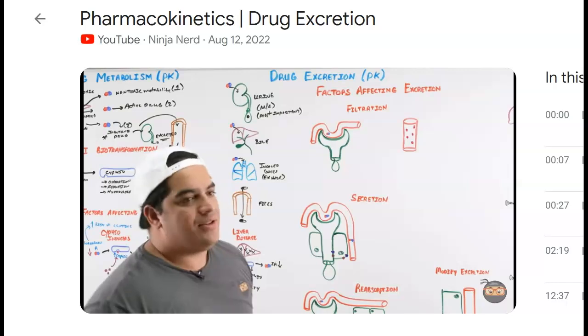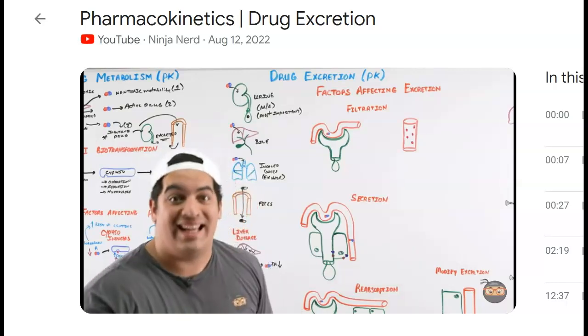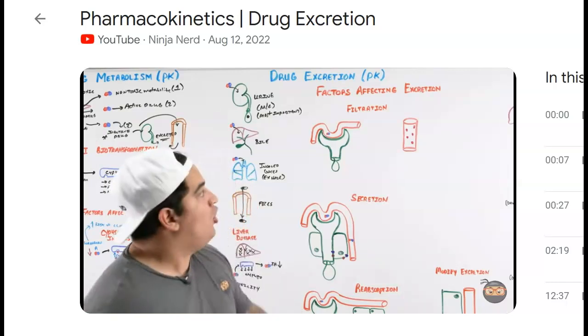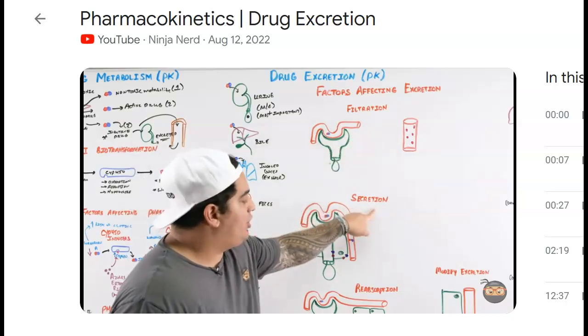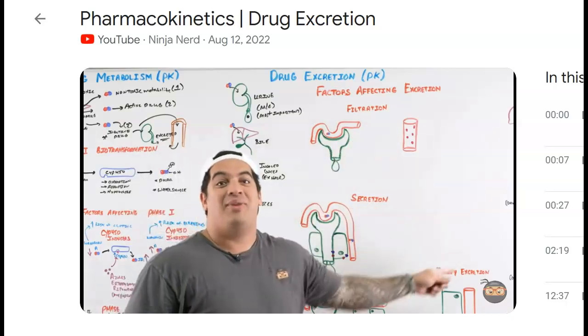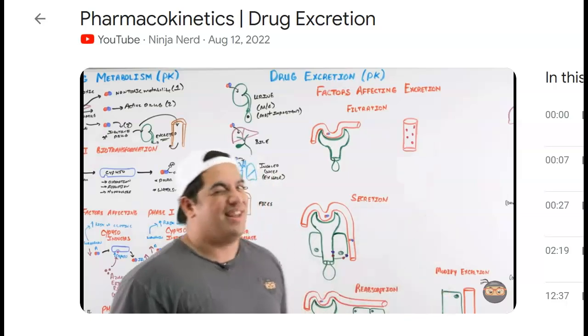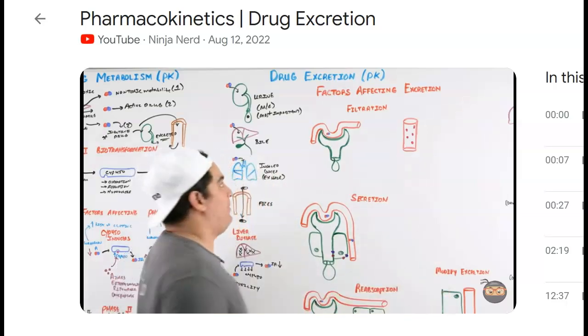So what are the different factors that are affecting excretion by the kidney, since the kidneys are the primary one? We're going to talk about filtration, secretion, reabsorption, and then we'll talk about how we can modify particular excretion of drugs. Pretty cool concept here, something called ion trapping.